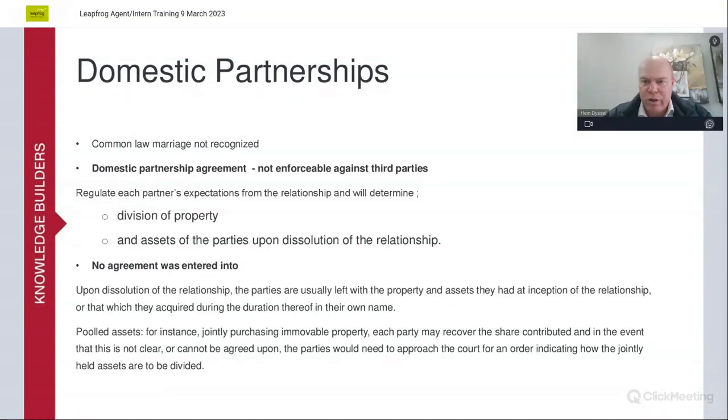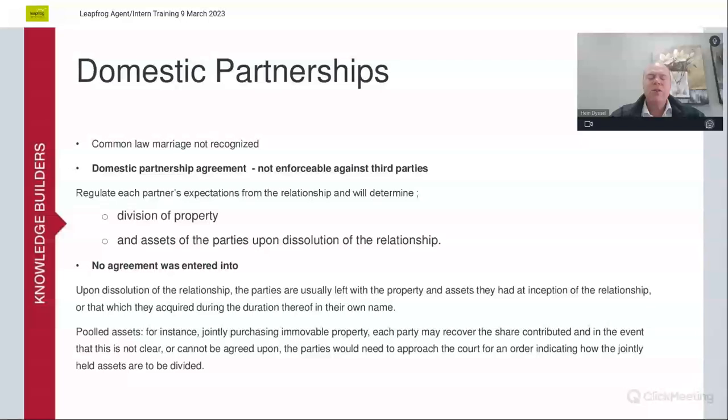Because we're not going to get divorced. We're not going to go through a family court, etc., where we go and agree to these things. We've got to agree to this now. Because if we don't agree to this now and the partnership breaks up, then one of us will have to get a high court order to determine how the monies will be split up.